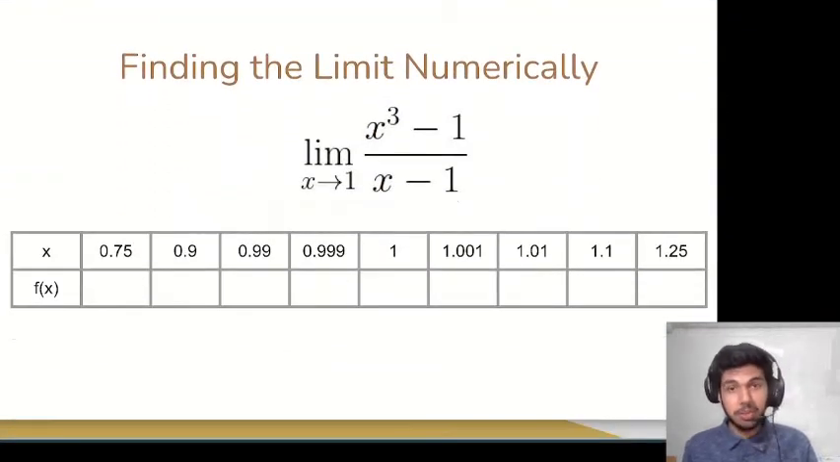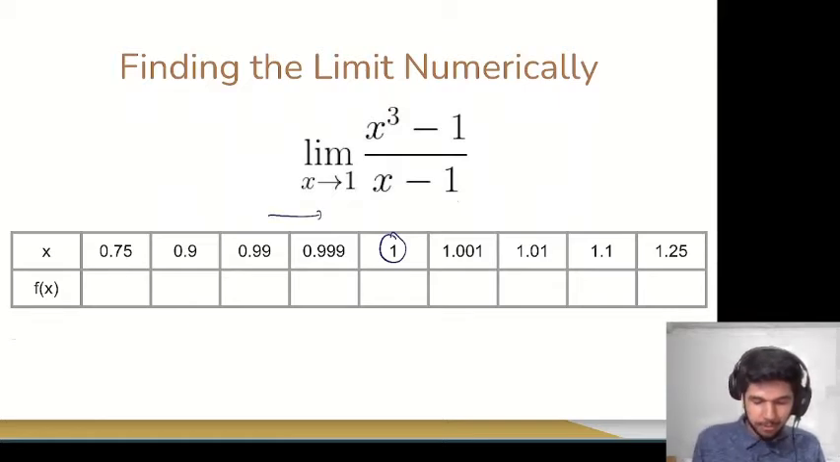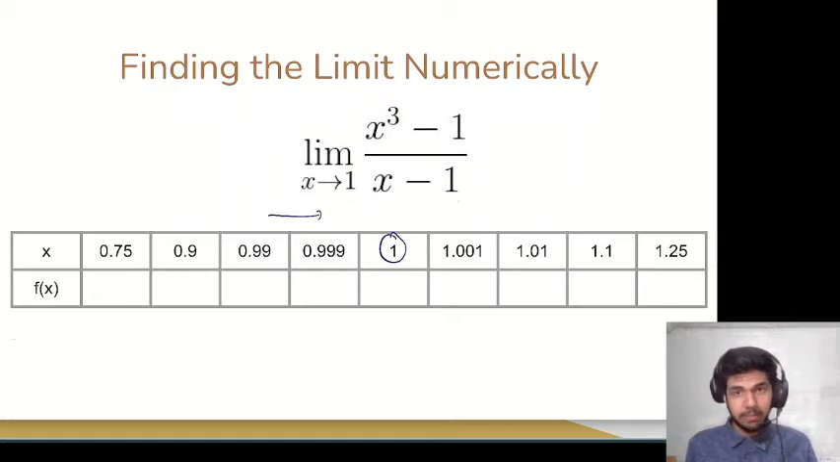Alternatively, we can find the limit numerically. And this takes advantage of the fact that we were analyzing what happens as x gets closer and closer to 1. So we can set up a table where 1 is in the middle, the value we're approaching, and we can get closer to 1 from the lower side, and closer to 1 from the higher side, and see where they come together. But first, let's just see what happens when we put x equals 1 into the equation.